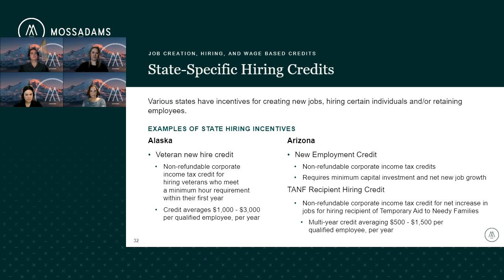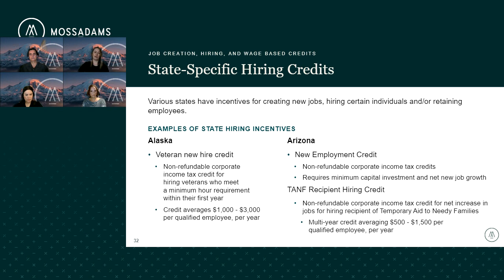So those were all different types of federal programs. Now we're going to talk about some state-specific hiring programs. There are a number of states that have programs that encourage employers to hire certain individuals based on various parameters. We're going to go through just a few quick examples of some states and programs that they have.